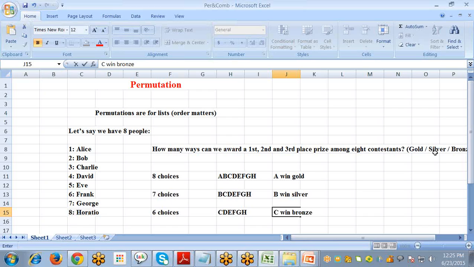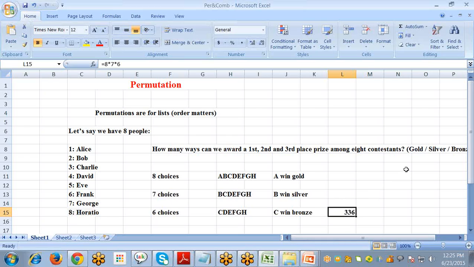Okay. So we pick certain people to win, but the details don't matter. We have 8 choices at first, then 7 and then 6. So the total number of options we have is 8 times 7 times 6. For all the 8 people to distribute 3 prizes, we have 336 possible permutations.